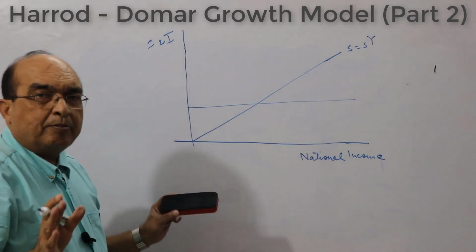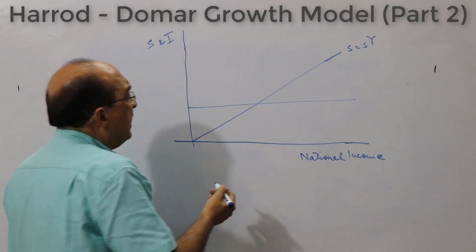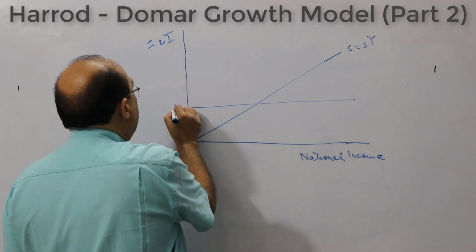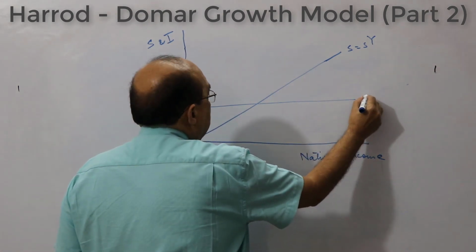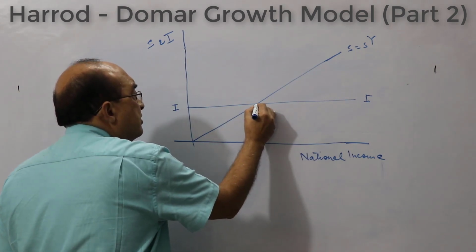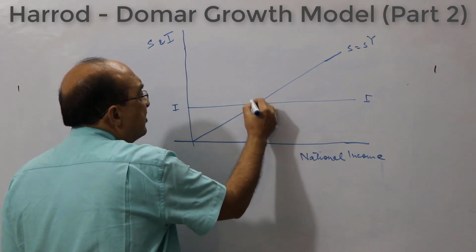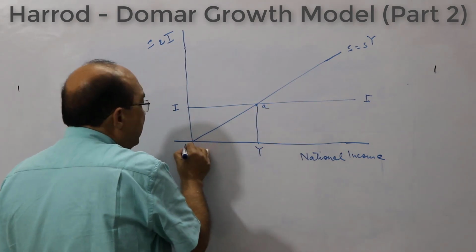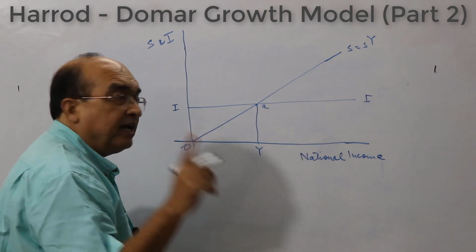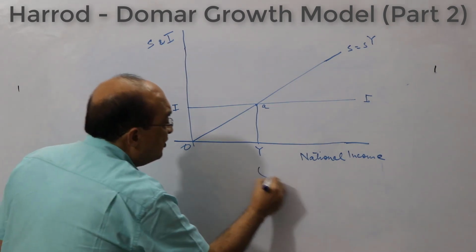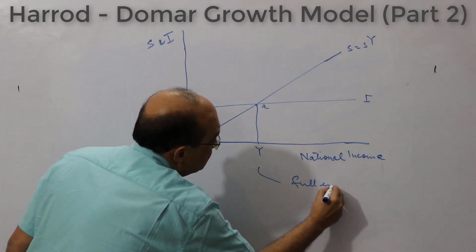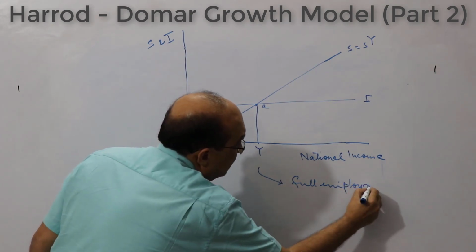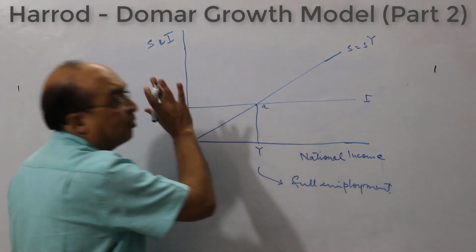Change in the stock of capital, that is the investment, and suppose this is I. Since this is intersecting the saving function at this point, OY will be the equilibrium, and as per our assumption, this is the full employment level of output at this moment.